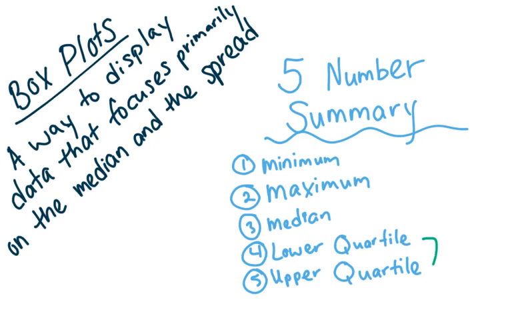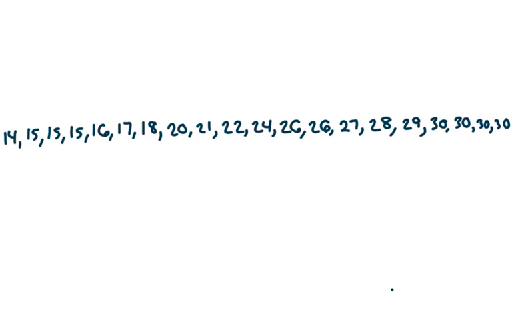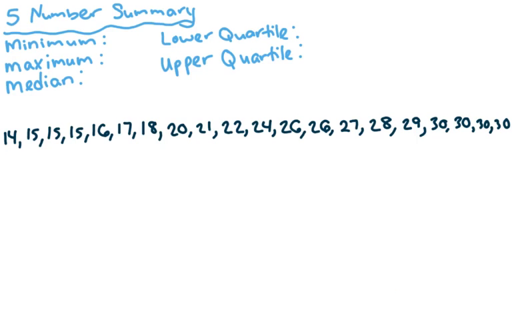And these are sort of like medians of halves. And you'll see how that works in just a moment. Let's say you were given the following set of data. You'd need to calculate your 5-number summary. So let's start with our 5-number summary.